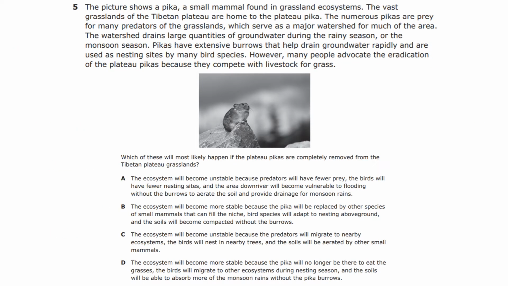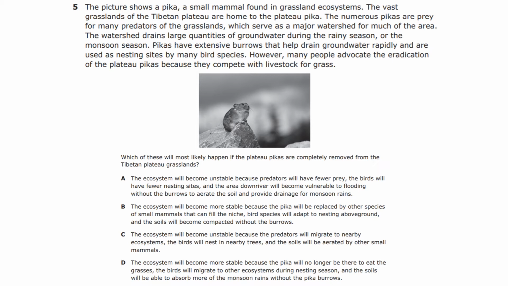Number 5, this picture shows a pika, which is a small mammal found in grassland ecosystems. The vast grasslands of the Tibetan Plateau are home to the plateau pika. So this is not in Texas, this is in Tibet, which is part of Asia, right? So it says the numerous pikas are prey for many predators of the grasslands, which serve as a major watershed for much of the area.